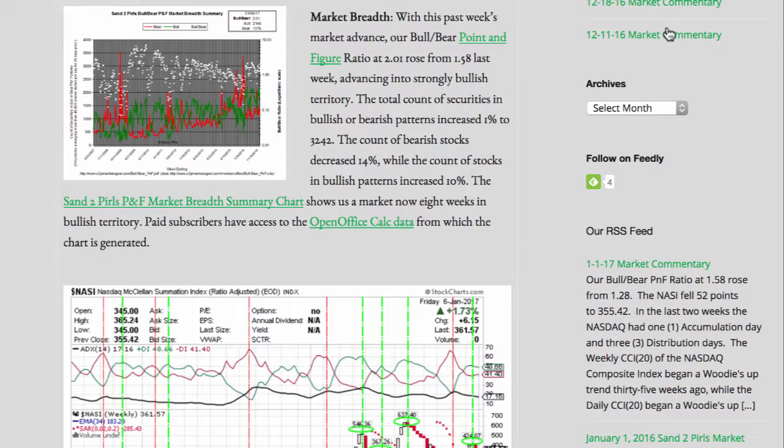The Sand to Pearls P&F Market Breadth Summary Chart shows us a market now 8 weeks in bullish territory.